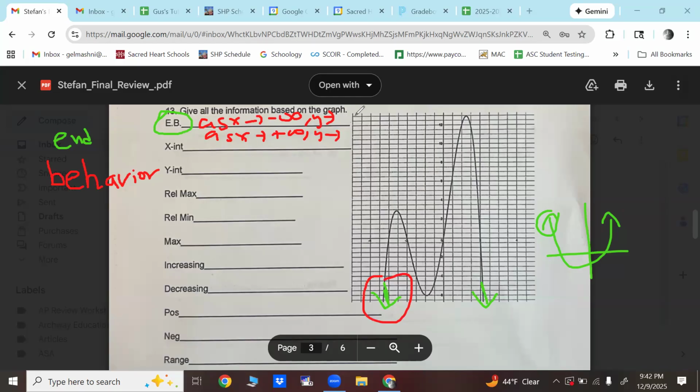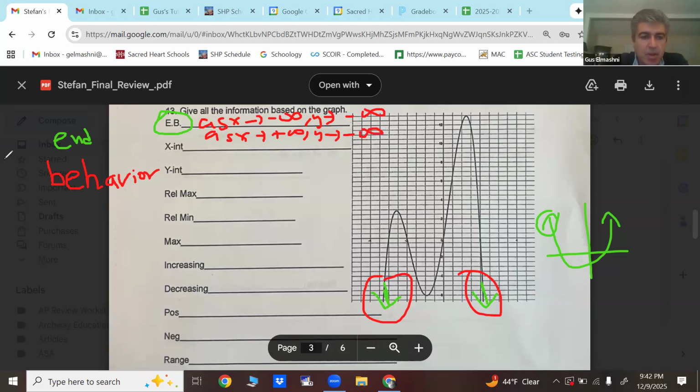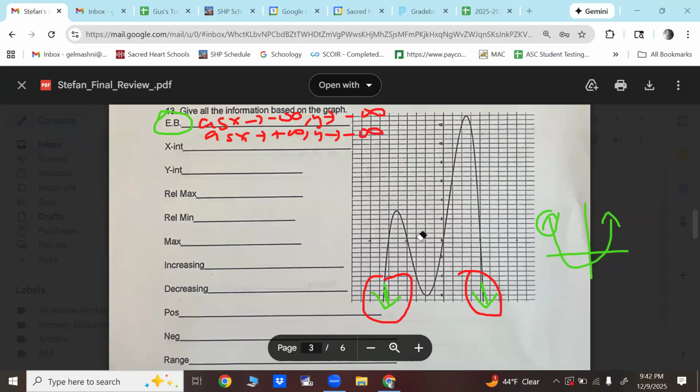You can say negative infinity for y, because y is going towards negative infinity. Now the right end, are we pointing up or down? Down. So we're going to say the same thing again, negative infinity. Now x-intercepts, we look at where it's crossing the x-axis, and that should be hopefully pretty obvious.